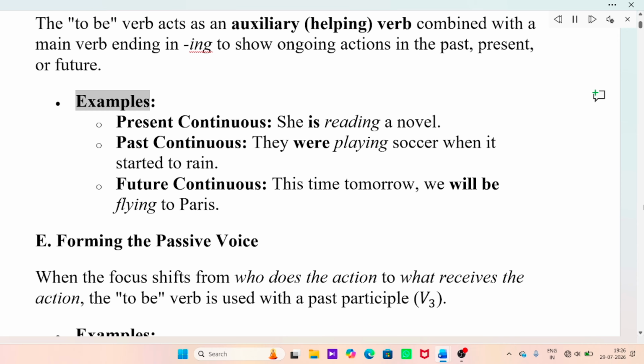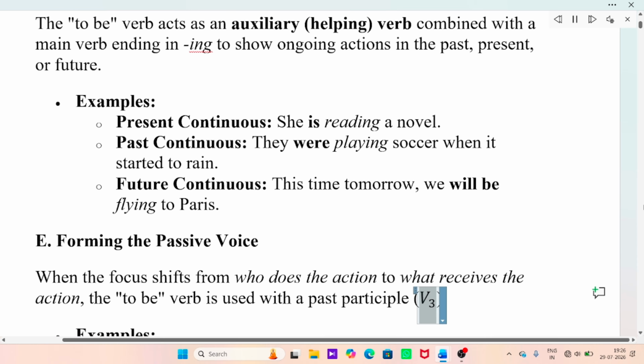Examples. Present continuous: she is reading a novel. Past continuous: they were playing soccer when it started to rain. Future continuous: this time tomorrow, we will be flying to Paris. E. Forming the passive voice. When the focus shifts from who does the action to what receives the action, the to be verb is used with a past participle, V3.